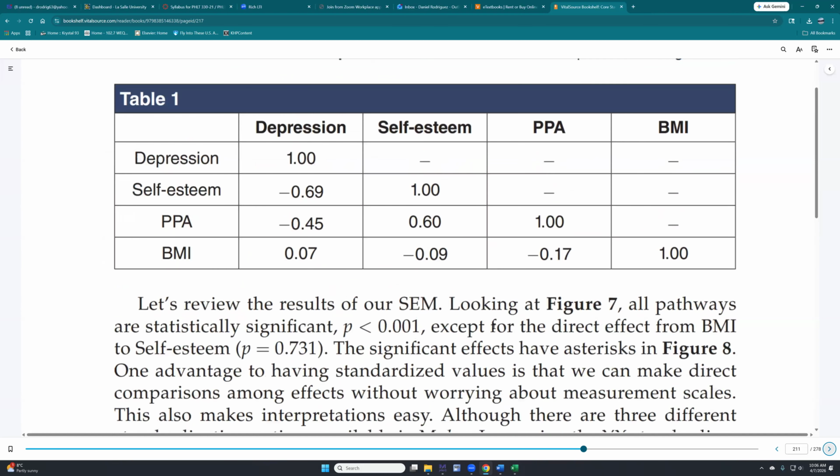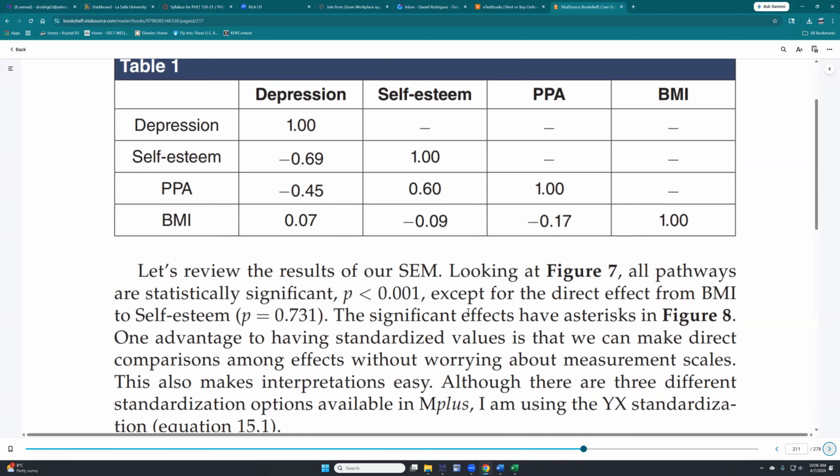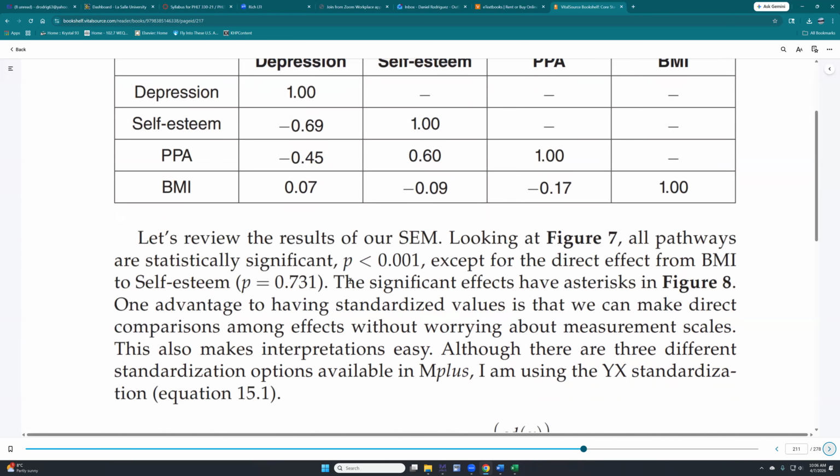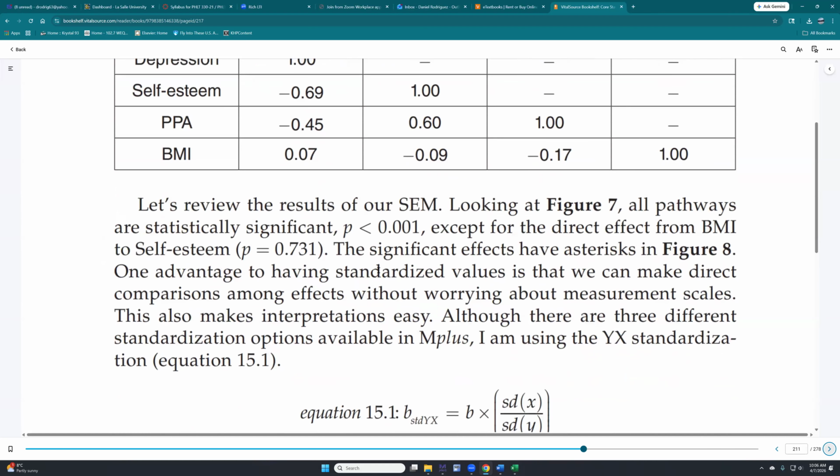Sweet. There you go. So now you've learned something really cool that you can actually do, but you don't need to do this by hand. You're going to do this with a computer. Let's review the results of our SEM, looking at figure 7. All pathways are statistically significant, p less than 0.001, except for the direct effect of BMI on self-esteem. That one was not significant. The significant effects have asterisks in the figure.